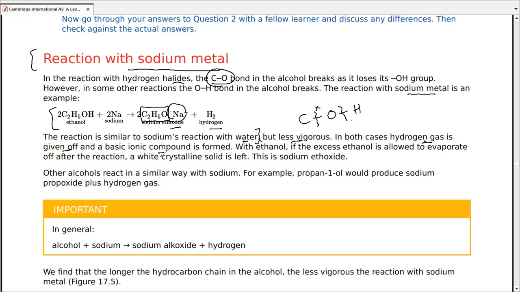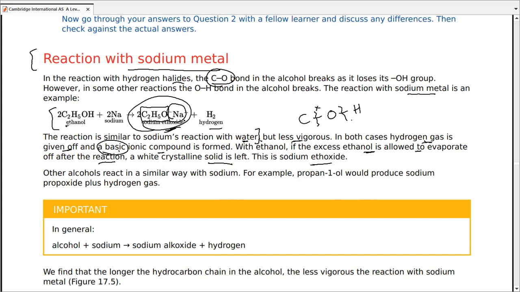A basic ionic compound is formed. In the previous case, we were talking about the alkali, NaOH. In this case, sodium ethoxide. Now, this also tells you that sodium ethoxide is also basic. With ethanol, if the excess ethanol is allowed to evaporate after the reaction, a white crystalline solid, this whole compound, is left.